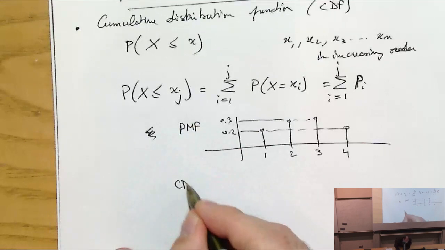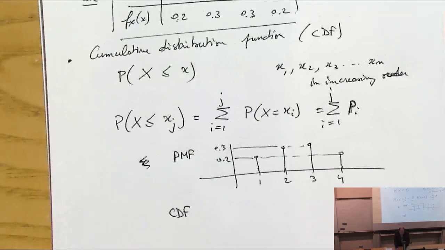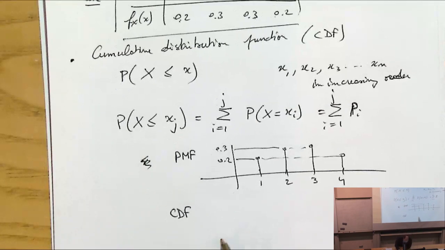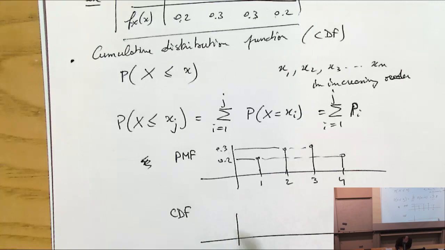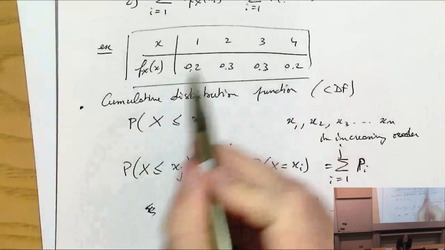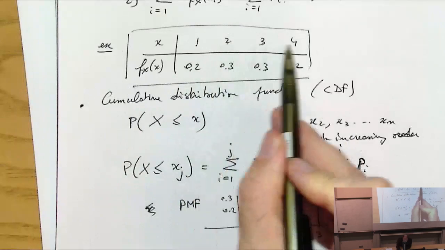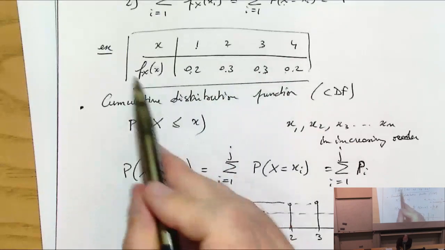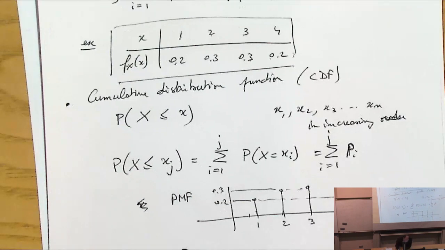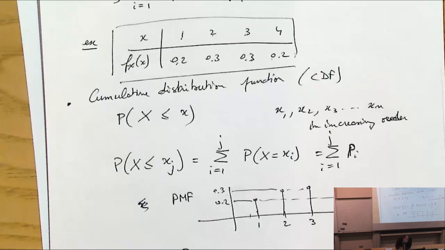What is the CDF? Well, I can compute that sum. So how do I compute that sum? Let's imagine I start with x smaller than 1. If I'm looking at the value of x smaller than 1, by assumption, if x is not equal to 1, 2, 3, or 4, the probability mass function is equal to 0. So if x is smaller than 1, essentially I'm here, my CDF is equal to 0.